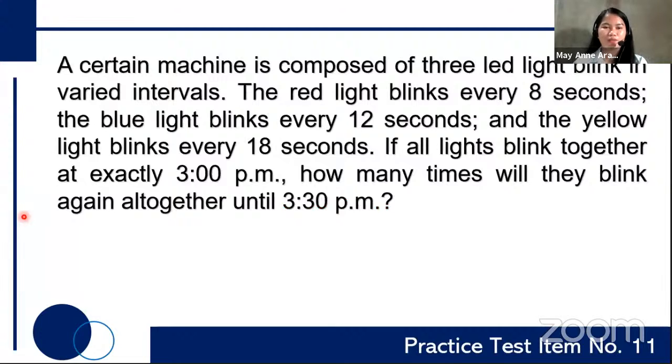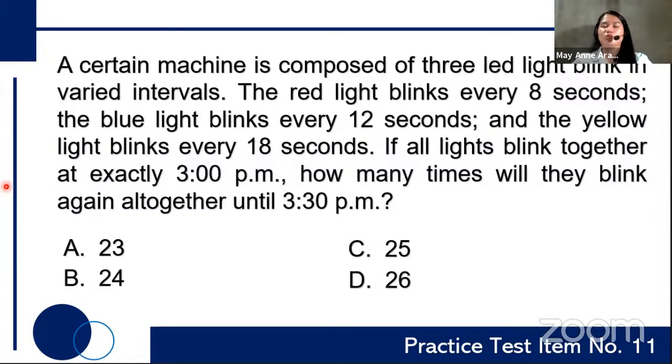Okay, you were able to answer. So I think okay na. Next. A certain machine is composed of 3 LED lights that blink at varied intervals. The red light blinks every 8 seconds, the blue light blinks every 12 seconds, and the yellow light blinks every 18 seconds. If all lights blink together at exactly 3 p.m., how many times will they blink again all together until 3:30 p.m.? The choices: A, 23; B, 24; C, 25; and D, 26.